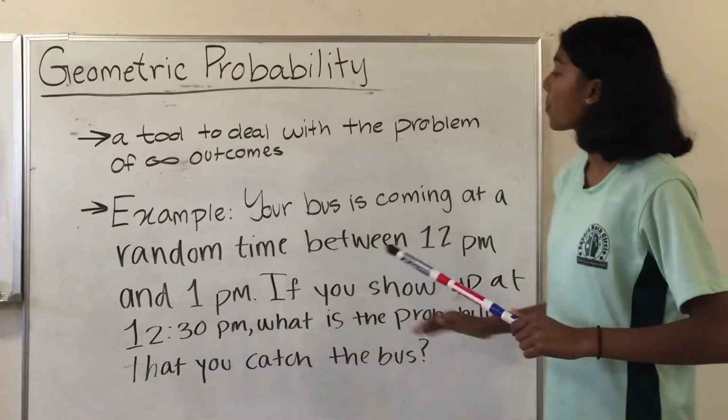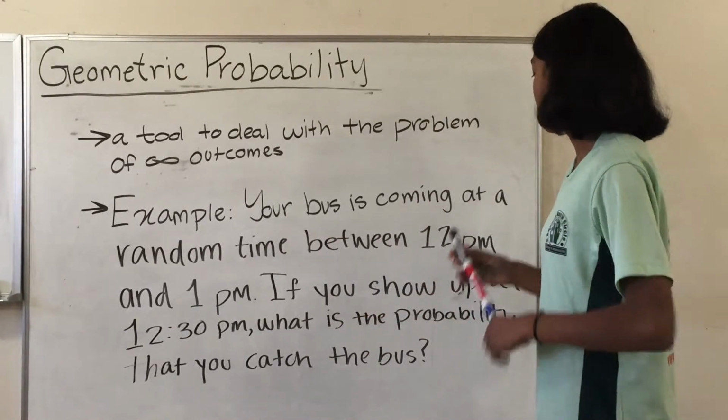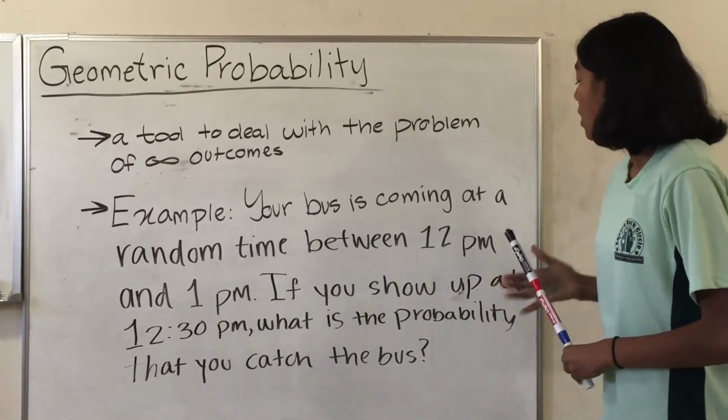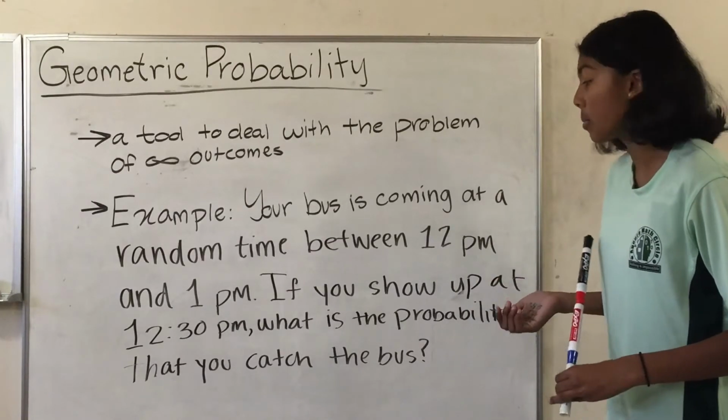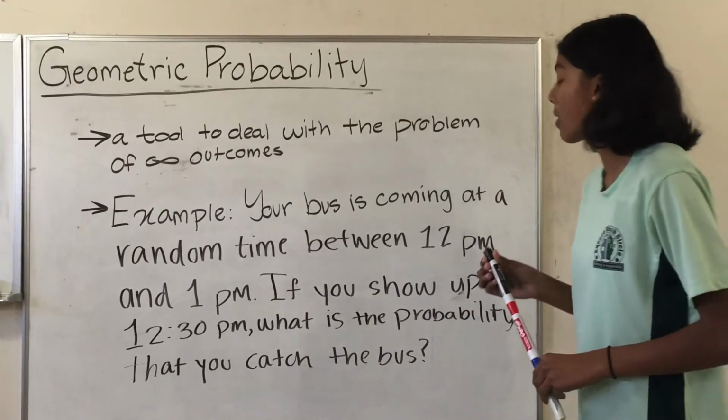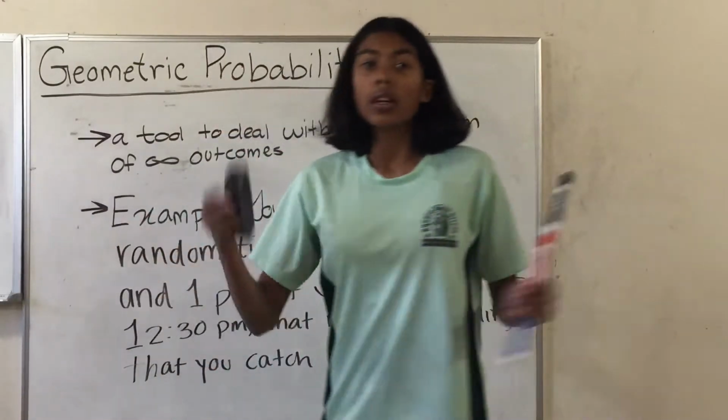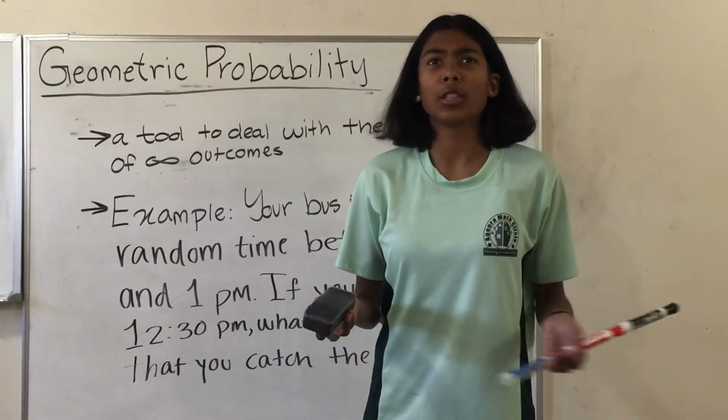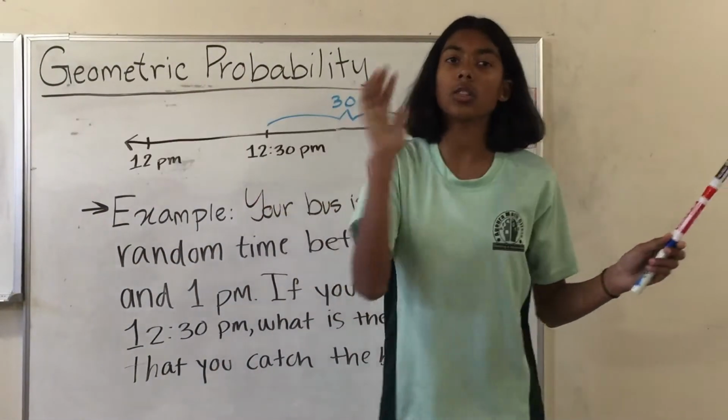So, for example, your bus is coming at a random time between 12 p.m. and 1 p.m. If you show up at 12:30 p.m., what is the probability that you catch the bus? So, we're going to use a bit of geometry. It's really simple. So, let's try doing it.